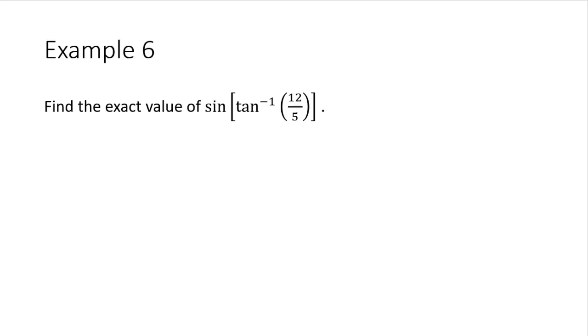Example 6. Find the exact value of sine of inverse tangent of 12 over 5. 12 over 5 is not one of the coordinates that's out there on the unit circle, so sometimes it helps to draw the triangle so you can get a picture of what's going on. And then we can use SOHCAHTOA to figure out what the trig function is that we're looking for.